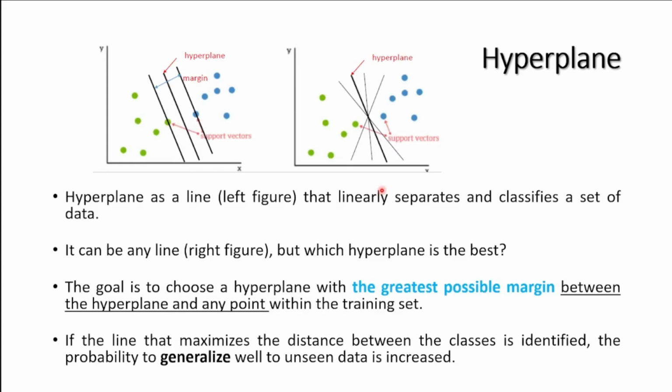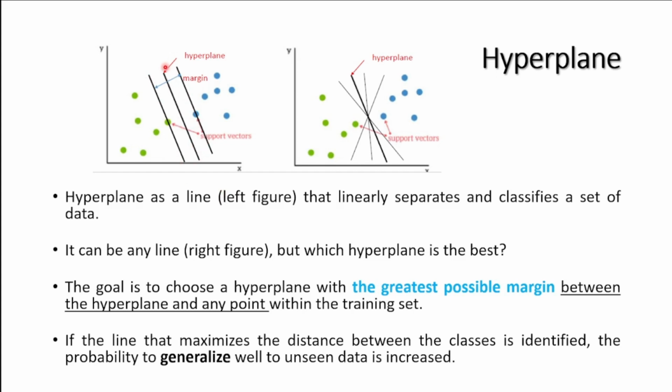First things first, in SVM the hyperplane is very crucial. The hyperplane is a line, as in the left figure that we can see over here, that linearly separates and classifies a set of data. In this left figure, we can say that this could be hyperplane 1, this could be hyperplane 2, and this could be hyperplane 3.